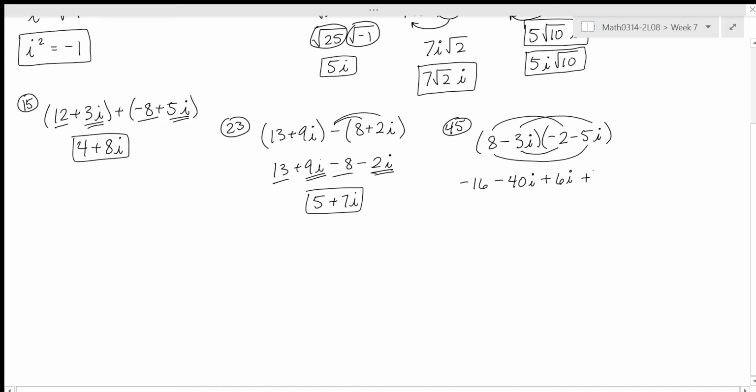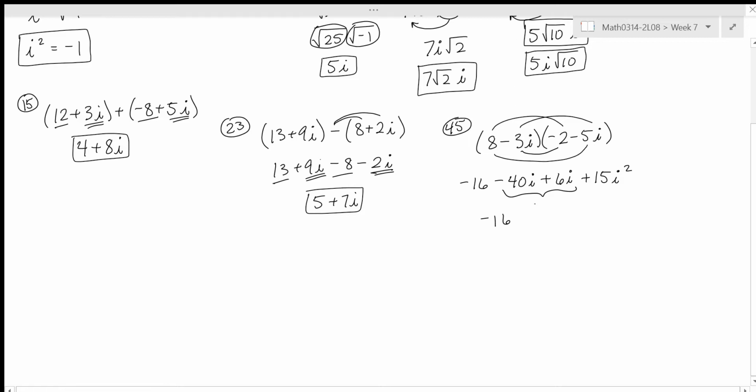Positive. 5 times 3. Oh, look out. i times i. Oh, yeah. Boy, I'm glad I wrote that down. i squared is negative 1. So anytime an i squared shows up, you can take it out and put negative 1 in its place. And let's combine like terms.